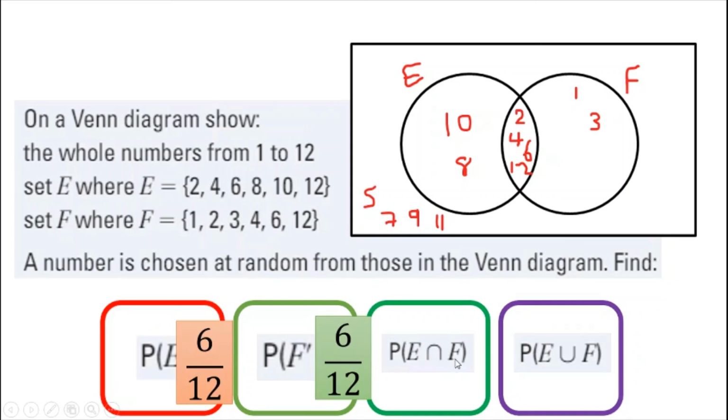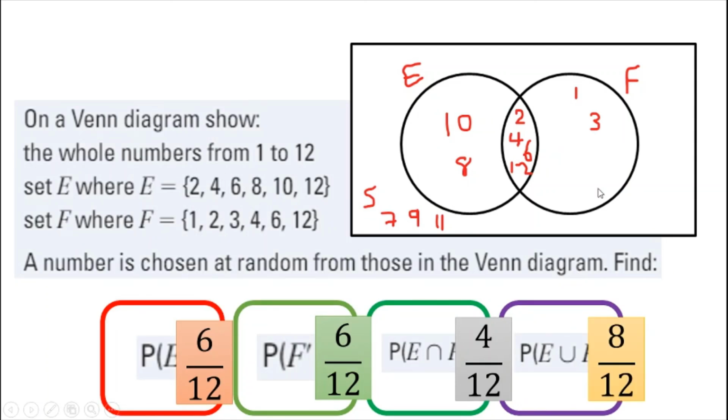E and F is 4 out of 12. It's the intersection. And E or F, 8 out of 12. It's all of the numbers in the circles.